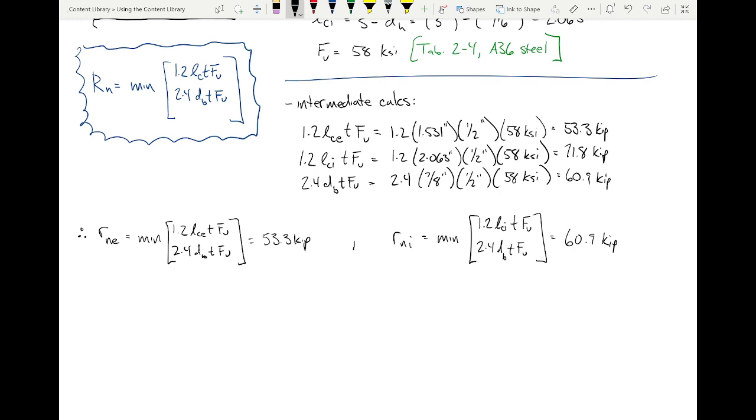Which again, we're talking about ultimate limit states. This isn't that unheard of. Now, this is the capacity per edge bolt. This is the capacity per interior bolt. So what is the nominal capacity of the entire connection? Well, it's the number of edge bolts and the number of interior bolts. How many edge bolts do we have? Huh? 2. And how many interior bolts do we have?